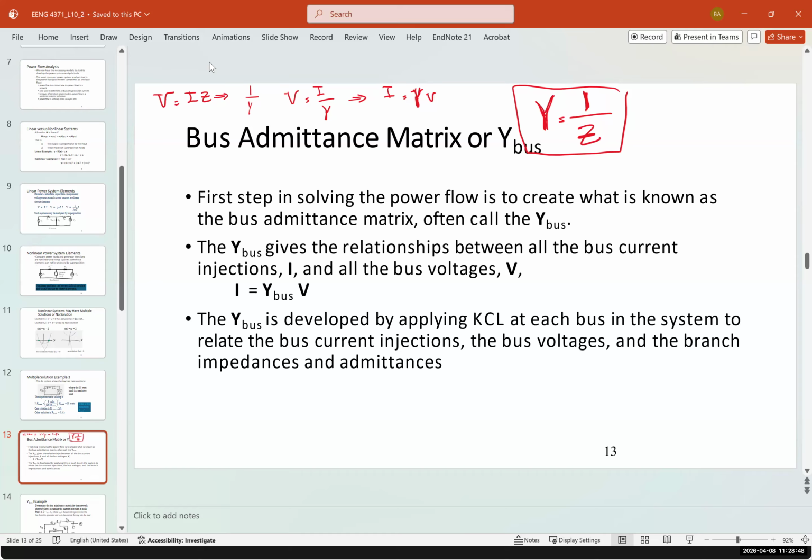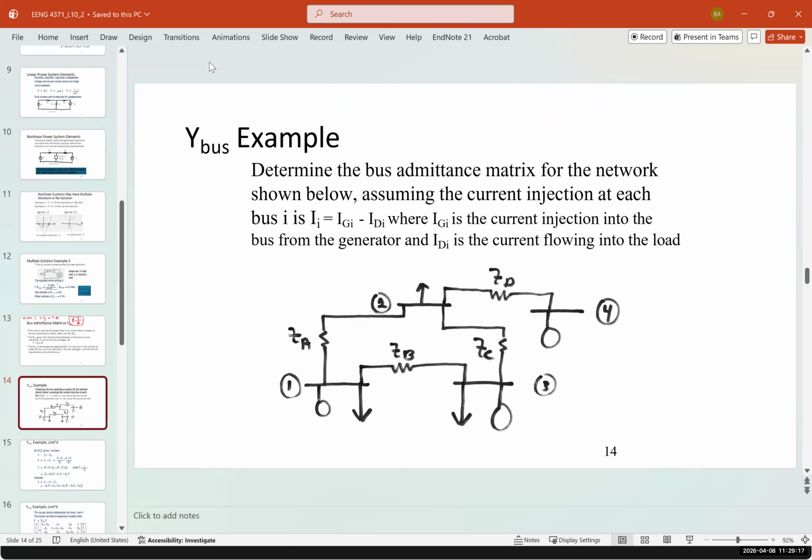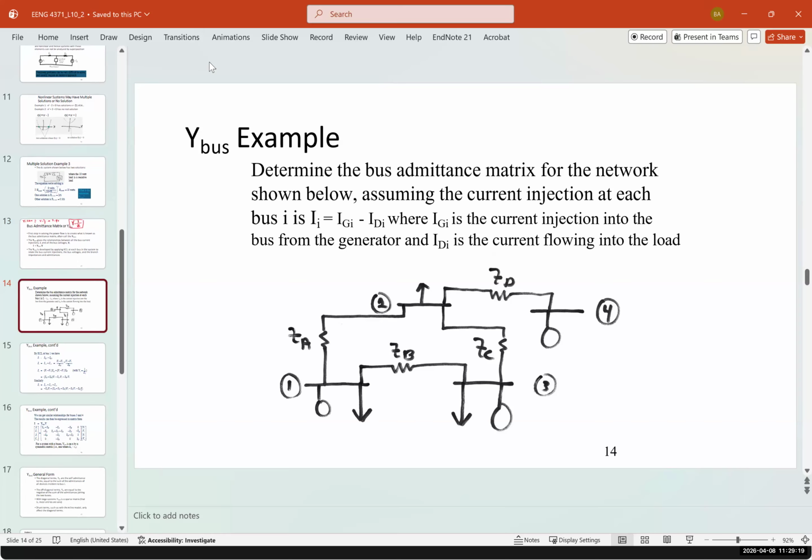Now, the first step in solving the power flow is to create what is known as the bus admittance matrix, often called the Y bus. The Y bus gives the relationship between all the bus current injections I and all the bus voltages V. I is equal to Y bus V. Now the Y bus is developed by applying KCL at each bus in the system to relate the bus current injections, the bus voltages, and the branch impedance and admittance. Now, the best way to learn this is via an example.